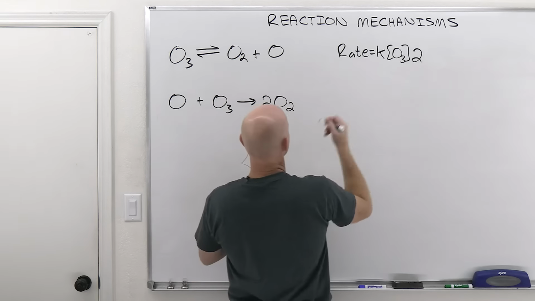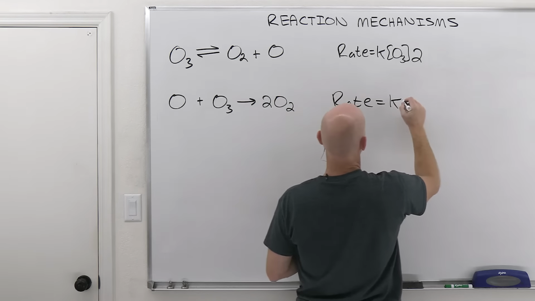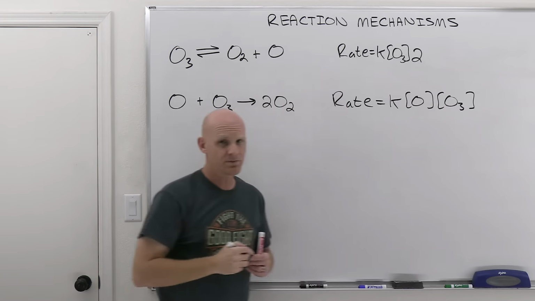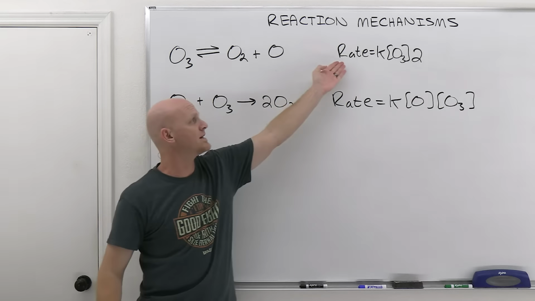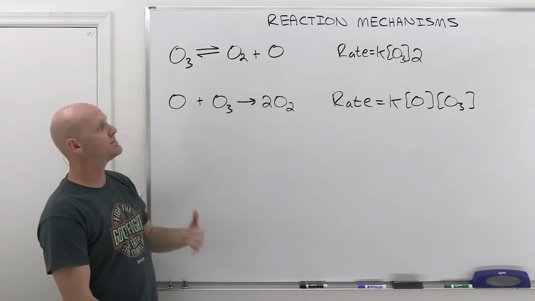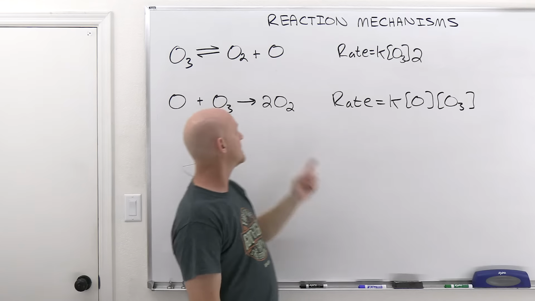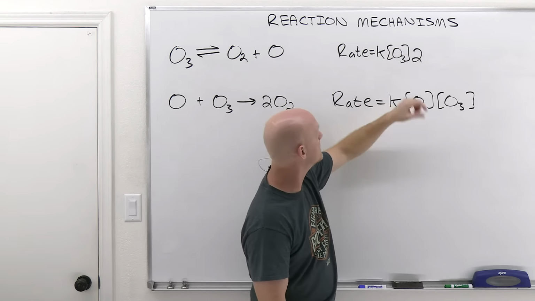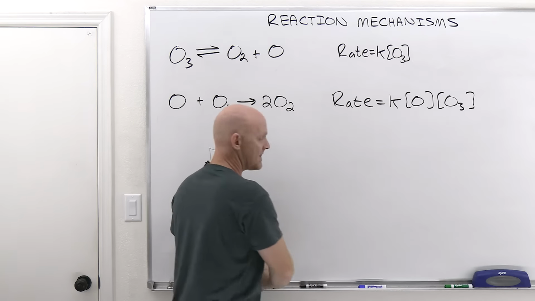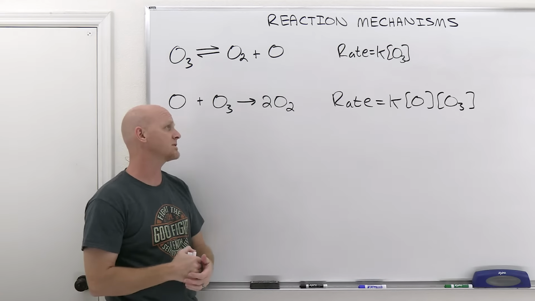The second one here would be rate equals k times the concentration of O times the concentration of O3. That would be the rate law for the second step, and this would be the rate law for the first step. Again, it's only reactants that typically show up, and however many show up, that's going to be the order. So for O, there was just one of them, and that's why it's just to the first power. Same thing with O3 here, just one of them. Had there been two, then we would have had an exponent of 2, and it would have been second order, and so on and so forth.